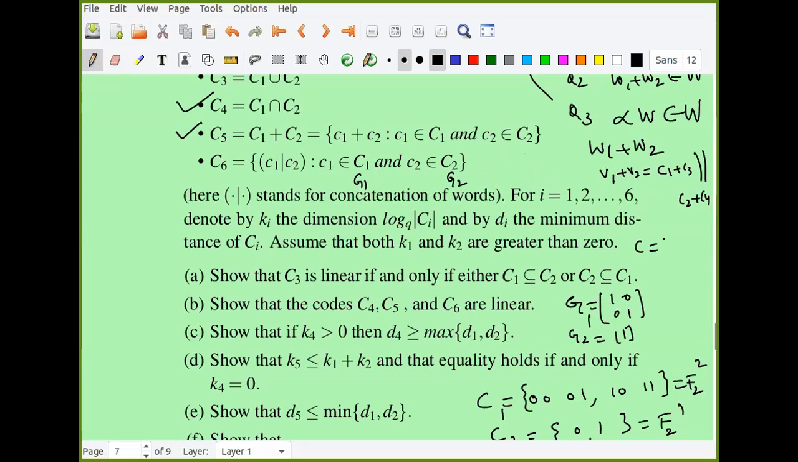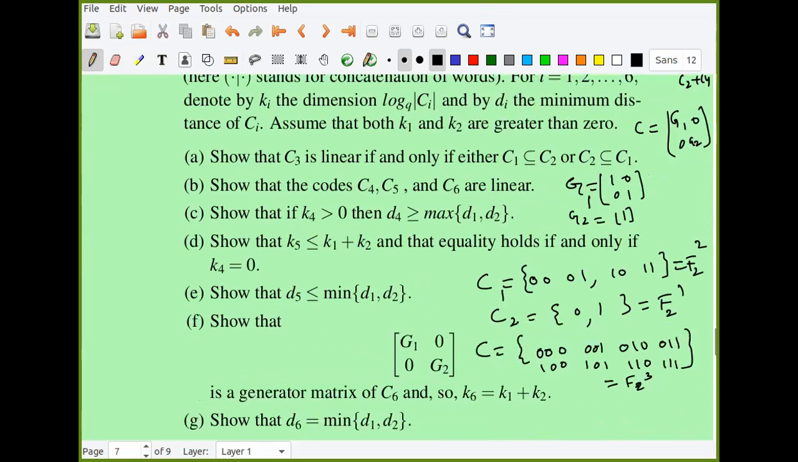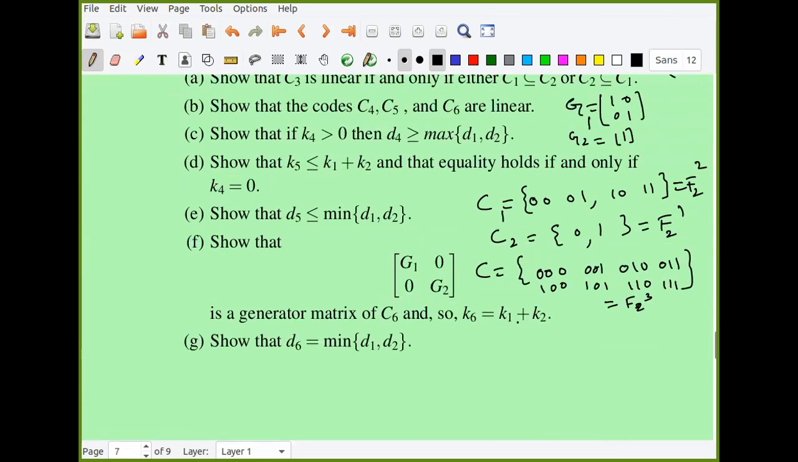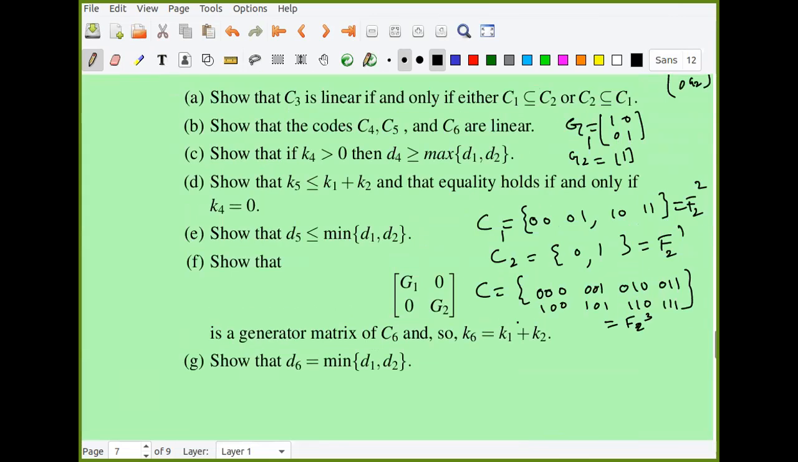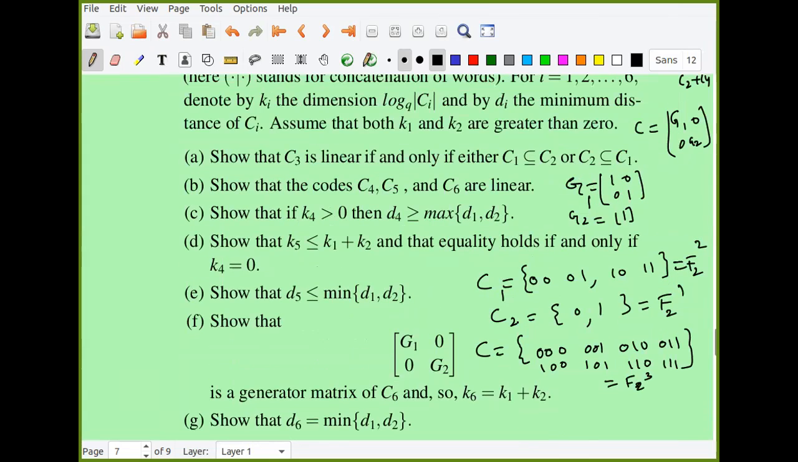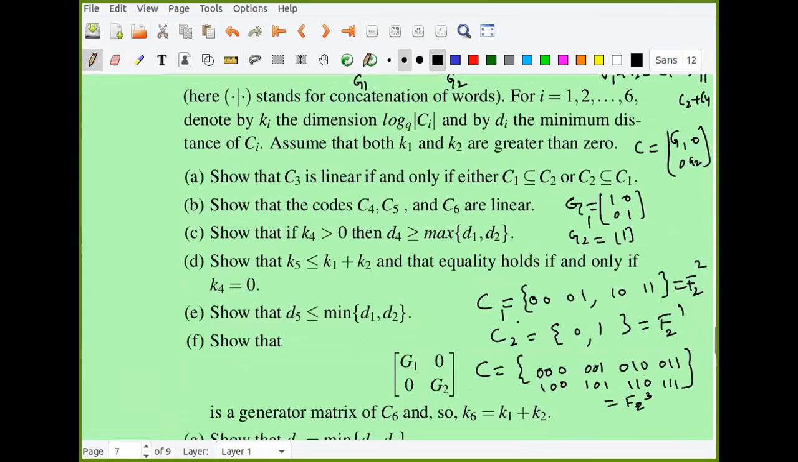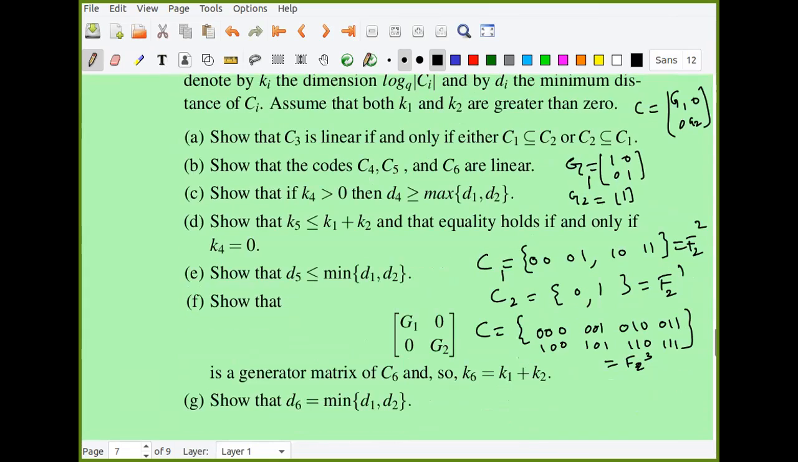Again, identity. But can it come from G1, G2 somehow? G1, 0, 0, G2. Very good, G1, 0, 0, G2, right? That is what I have written. And what is the dimension? Is the dimension increasing or not? Is it K1 plus K2 or not? This example is suggesting that, but we need to prove it in general.